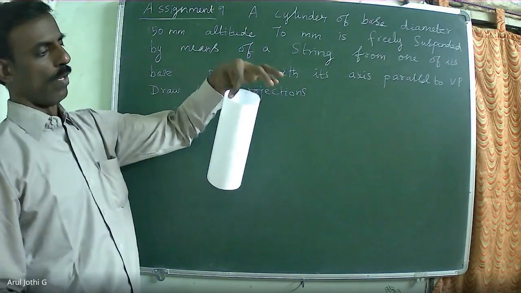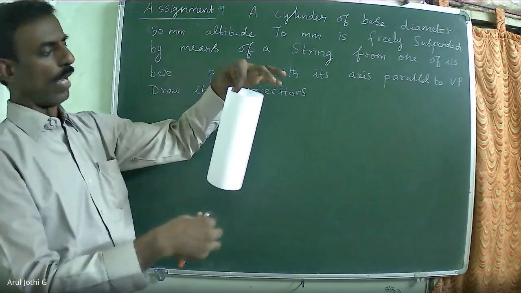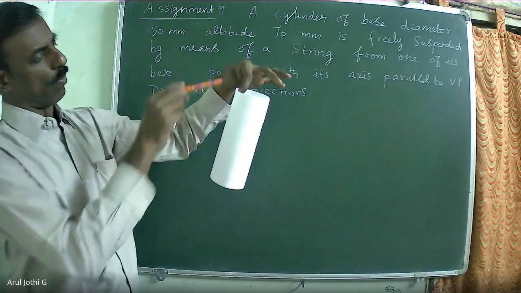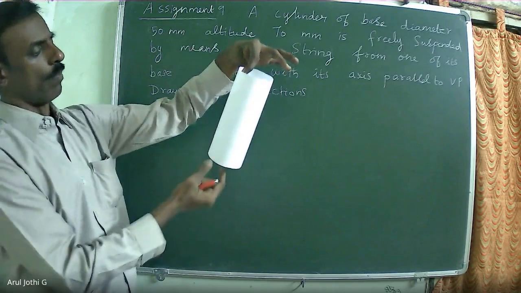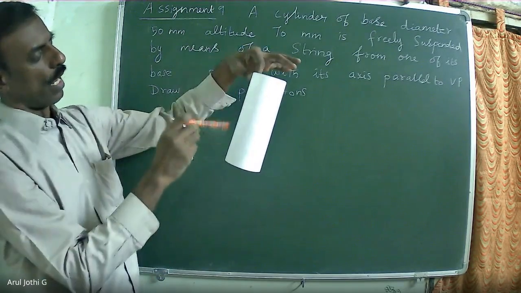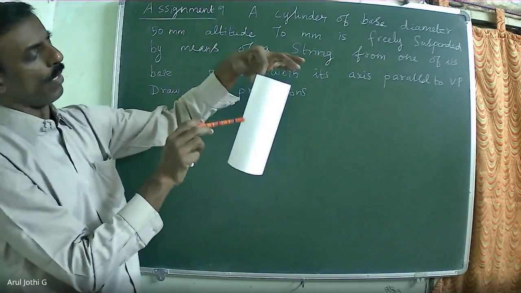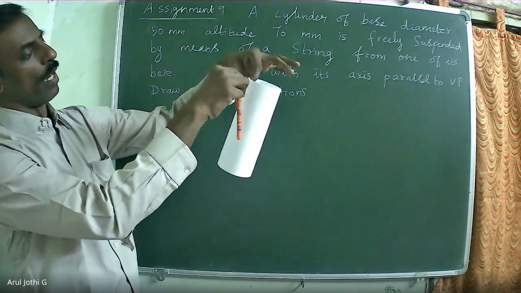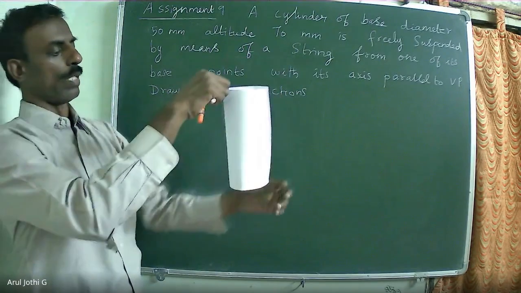Okay. Now, because of gravity, one vertical line will be forming. So the solid is naturally aligning in such a way that the line joining the midpoint of the axis to this string point will be vertical, like this. So this is the initial position here.